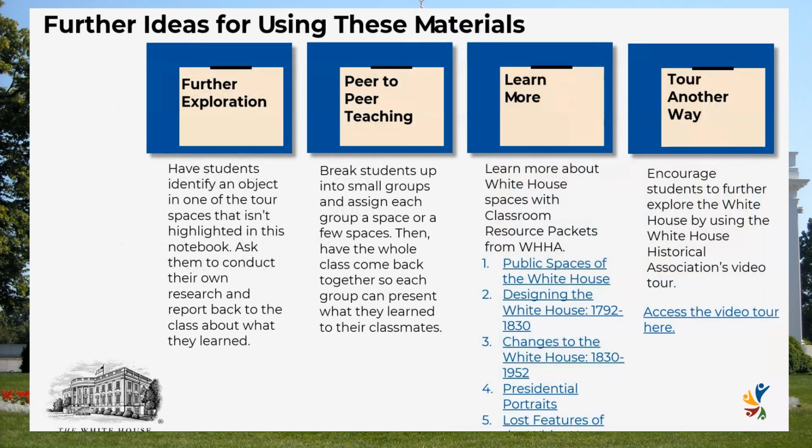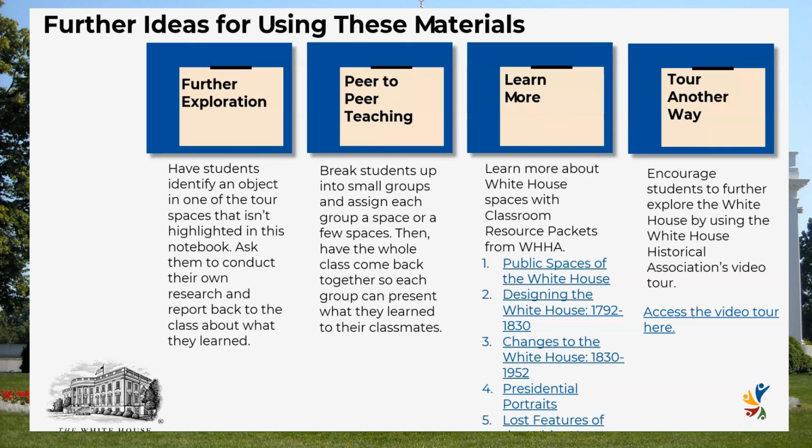All right. So here are some further ideas for using the materials. This would be for your homeschool moms or perhaps teachers that may be doing this in your classrooms. You have further exploration. Have students identify an object in one of the tour spaces that isn't highlighted. Ask them to conduct their own research and report back to the class. You could do a peer-to-peer teaching, breaking students up into small groups and assigning each group a space or a few spaces. Then have the whole class come back together so each group can present what they've learned.